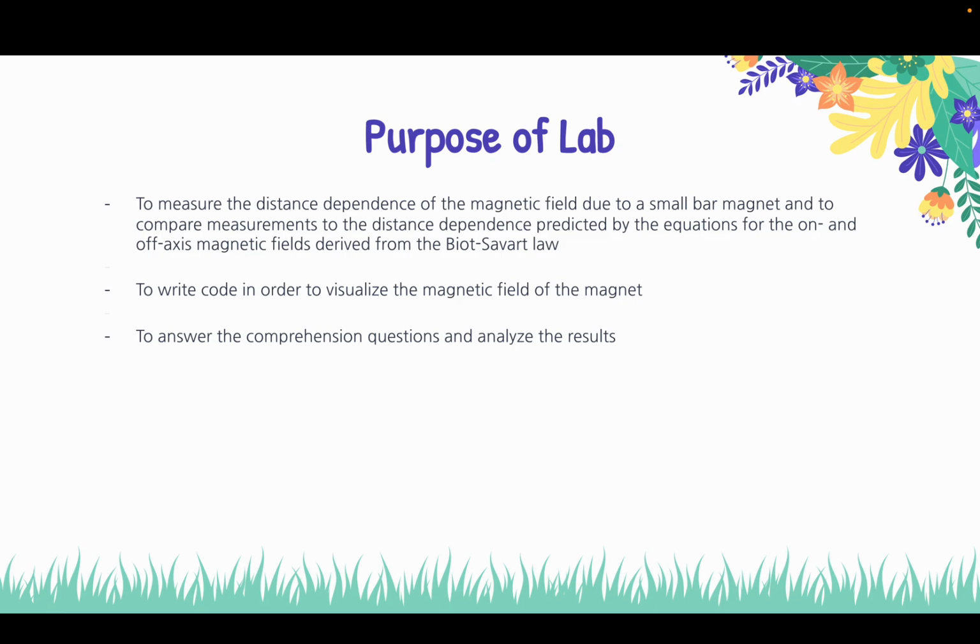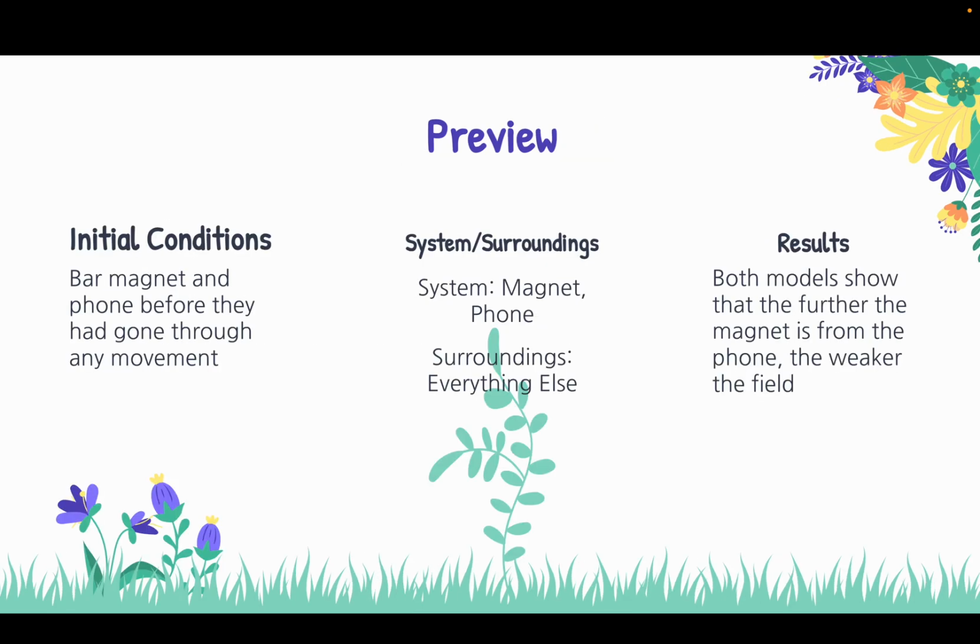Then, write code in order to visualize the magnetic field of the magnet, and finally answer the comprehension questions and analyze results. Preview. The initial conditions were the bar magnet and the phone when they were on top of each other before they had gone through any movement. The system was the magnet and the phone, the surroundings were everything else.